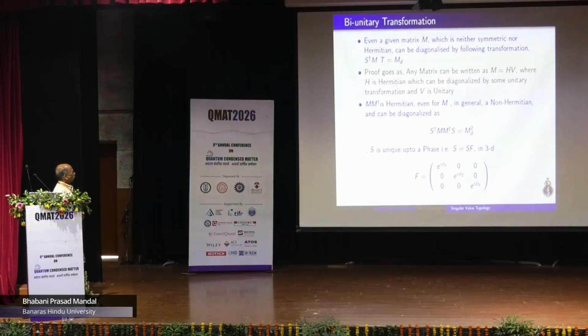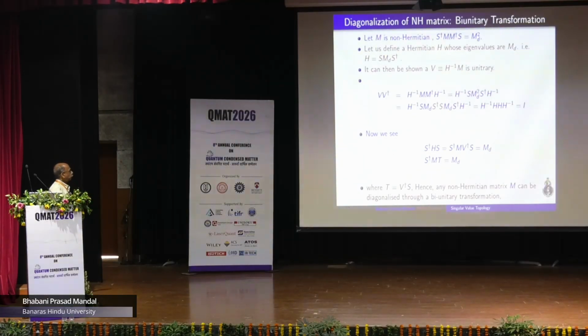But if M is non-Hermitian, M M dagger is Hermitian, which can be diagonalized through a unitary transformation S, where the eigenvalues are the squares of the singular values. S is of course unique up to a phase, and this kind of analysis is used in studying CP violation in high energy physics, where this phase matrix has an important role.